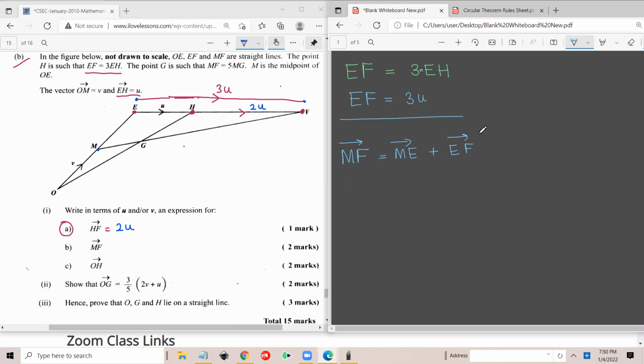Now they gave us a hint here. Look at this hint here. M is the midpoint of OE. So what I'm trying to say is that M is in the middle of OE. He is in the middle of this line. If from here, O to M is positive 1V, how much is from M to E? Anybody want to take a guess? If M is the middle, right? Cassidy, correct, right? Haley, correct.